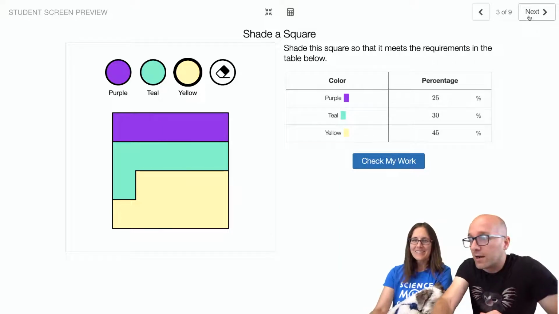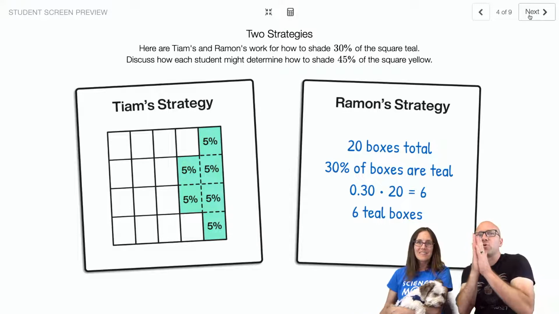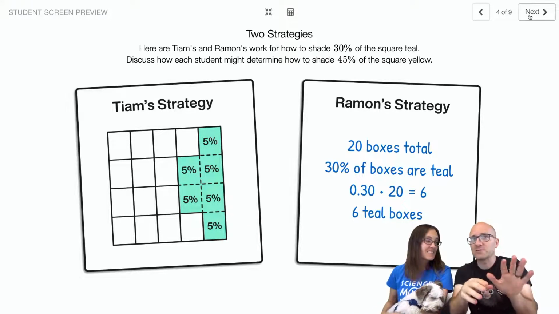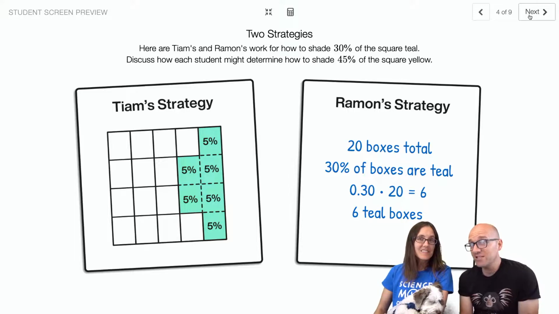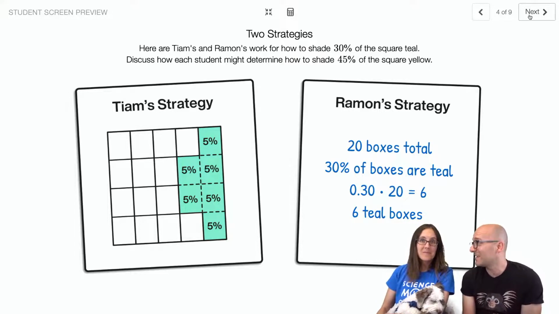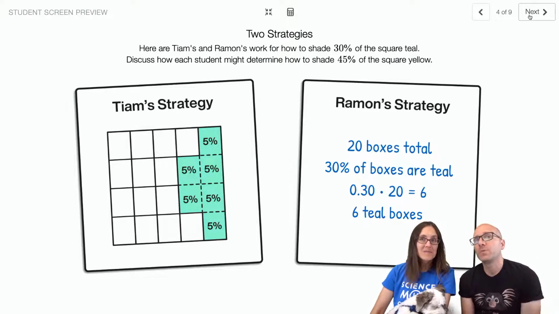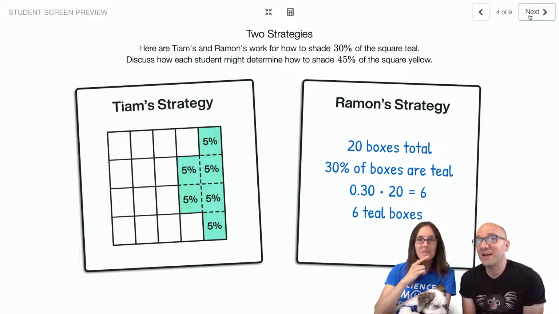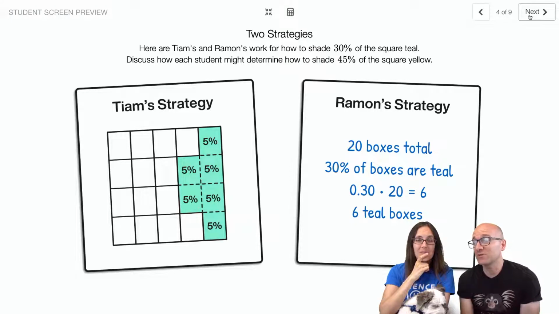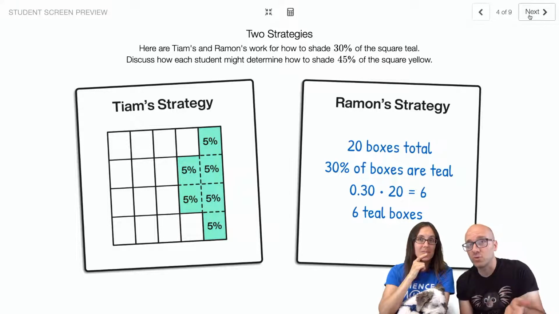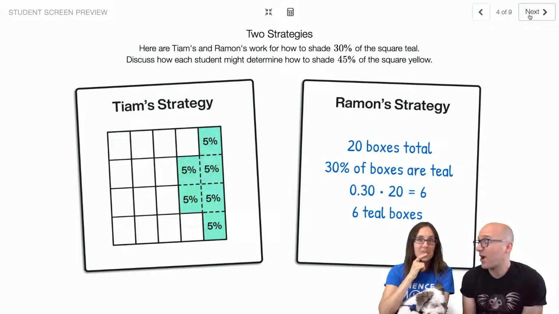Yes, excellent. All right, and I'd love to be able to talk about more strategies from the class, but we're going to look at two strategies here. Tiam's strategy and Ramon's strategy. So Tiam is basically following in Gamer Boy's footsteps and said, wait a minute, each little square should be 5%. Those are like the nickels out of our dollar. Whereas Ramon turned it into a calculation. So he said, well, if we get 20 total boxes and 30% are teal, to make 30% of 20, you just multiply 0.3 by 20 and you get 6. So he actually just turned it into a calculation.